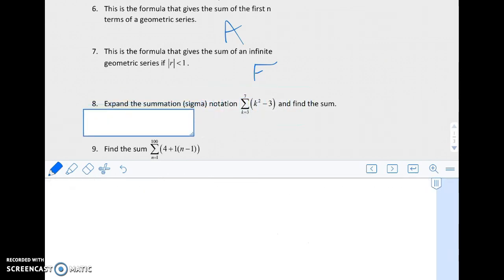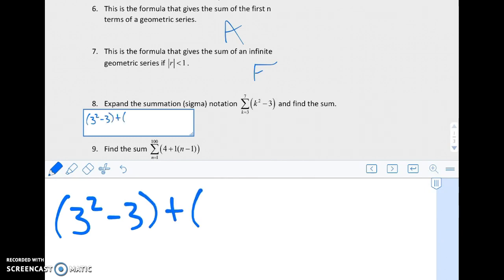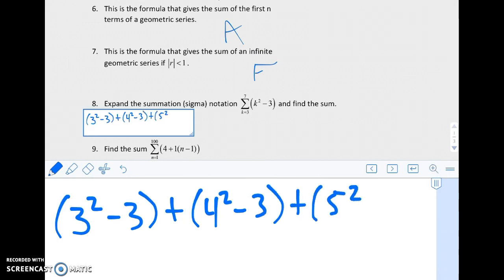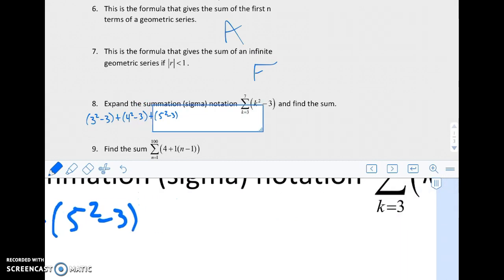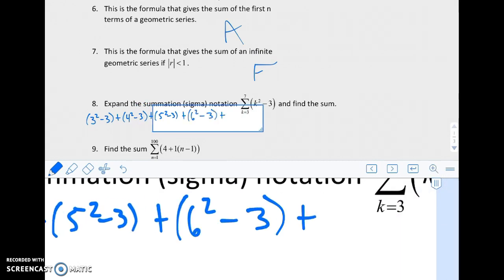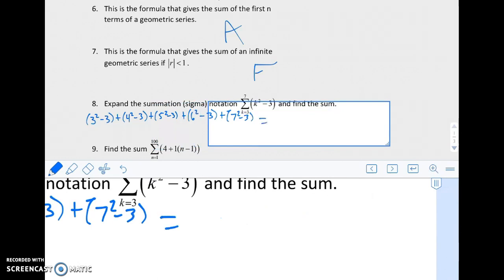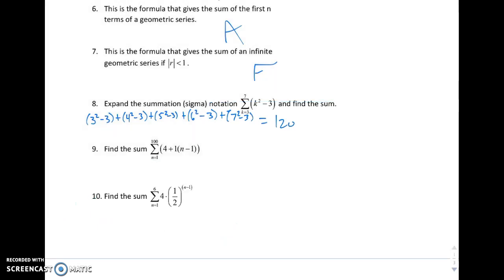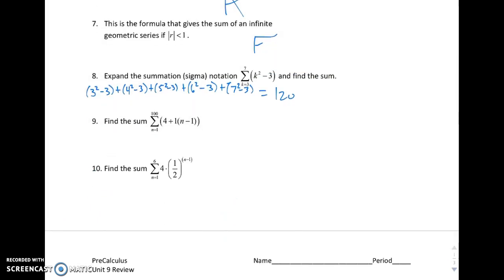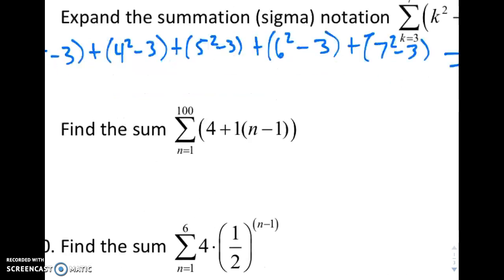So plug in 3 first, so 3 squared minus 3 plus 4 squared minus 3 plus 5 squared minus 3 plus 6 squared minus 3 and plus 7 squared minus 3. Okay, I'm going to add all those together, and that should come out to be 120. We can use a calculator for that. Nice and easy.